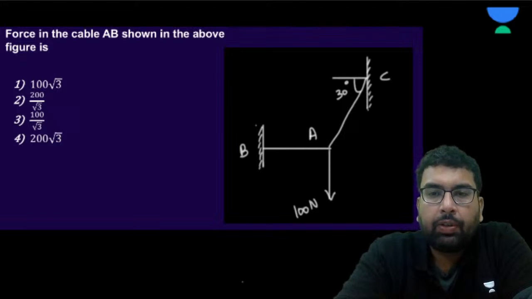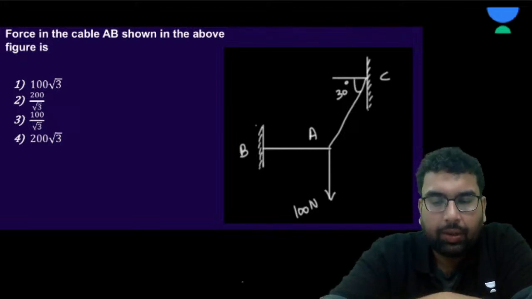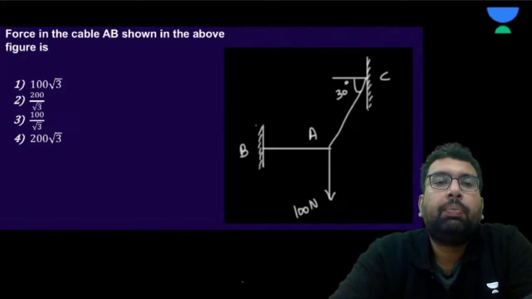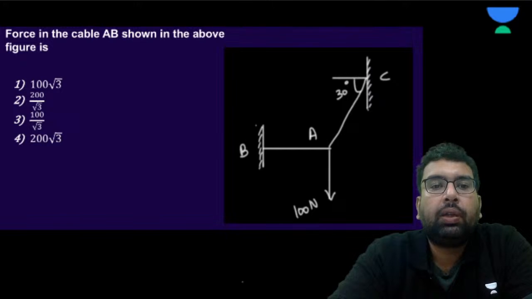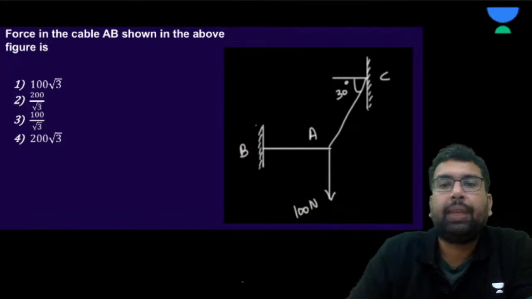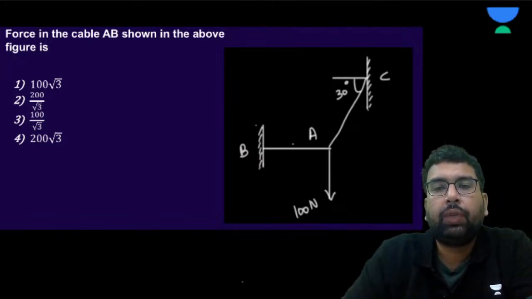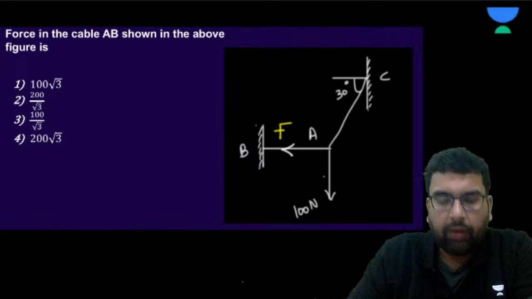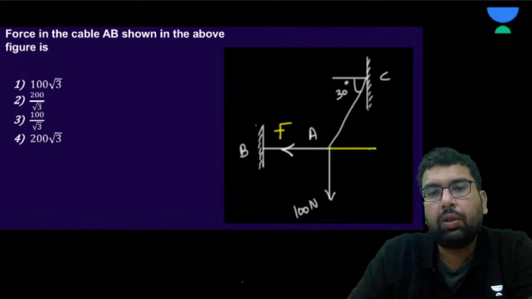So very simple question. See, this is a relatively easier question. It says the force in the cable AB shown in the above figure is... So we need to find this. Let's name it F. And this is given. Now if this is 30 degrees, this is also 30 degrees.